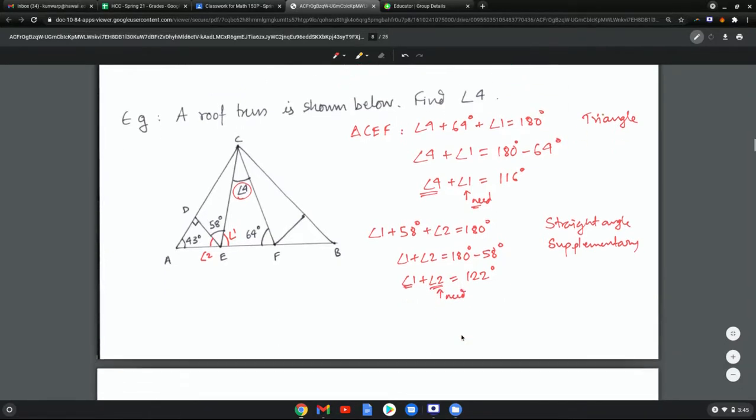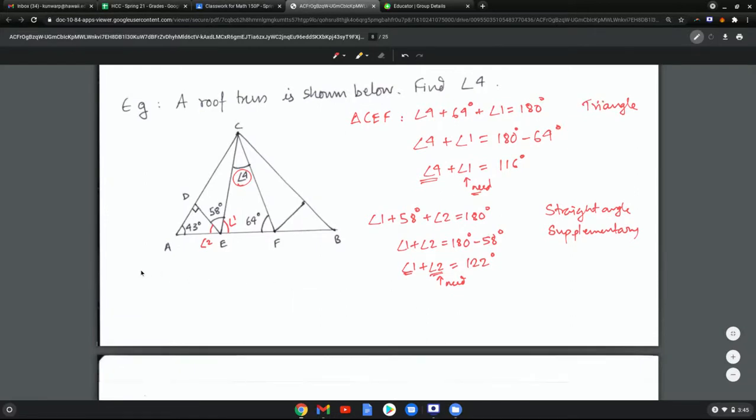Again, remember, we needed angle 1, so we can get angle 1 if we can find angle 2. So now let's think about how I can find angle 2. Now I observe that I have this triangle ADE, and in this 43 degrees plus this box here means it's 90 degrees plus angle 2 should equal 180. Why? Because it's a triangle. Or 43 plus 90 is 133 plus angle 2 is 180. So what I get is angle 2 is 180 minus 133, or angle 2 is 47 degrees.